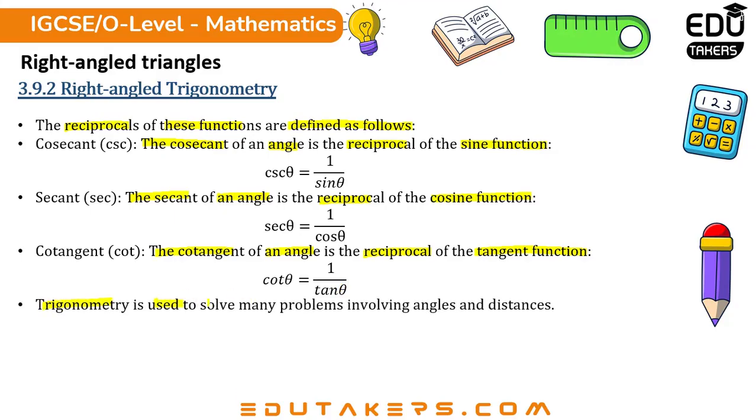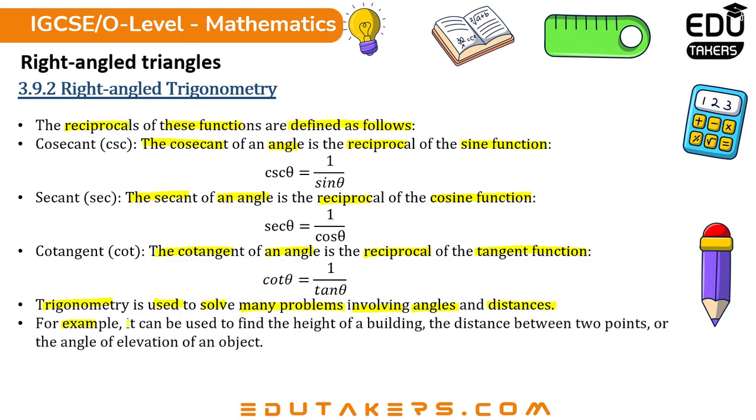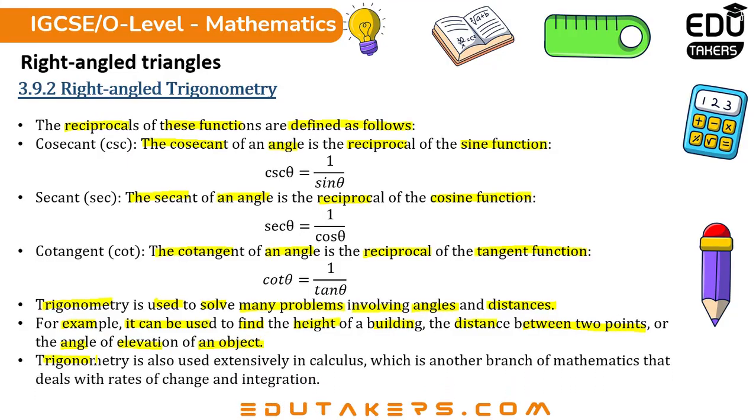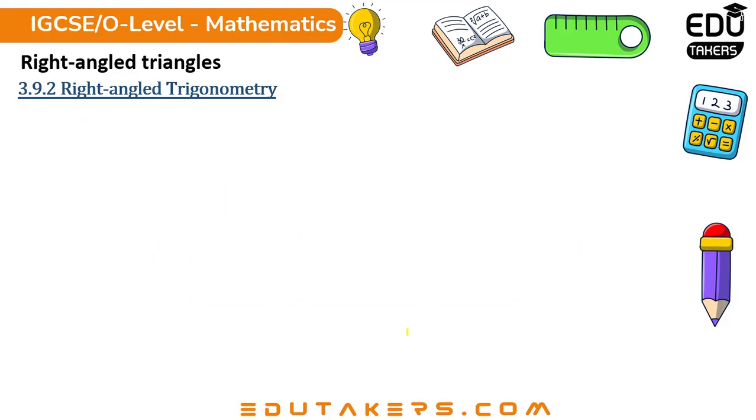Trigonometry is used to solve many problems involving angles and distances. For example, it can be used to find the height of a building, the distance between 2 points, or the angle of elevation of an object. Trigonometry is also used extensively in calculus, which is another branch of mathematics that deals with rates of change and integration.